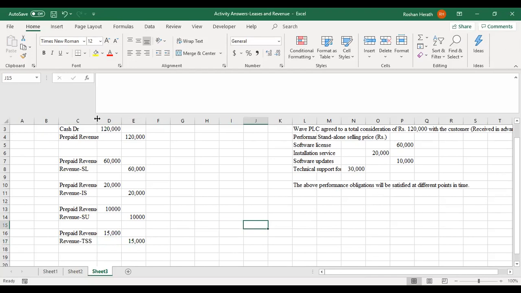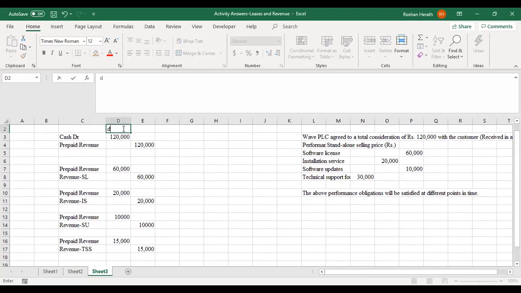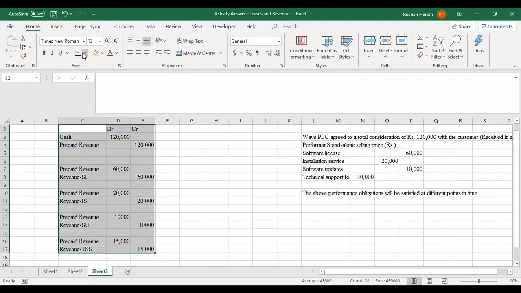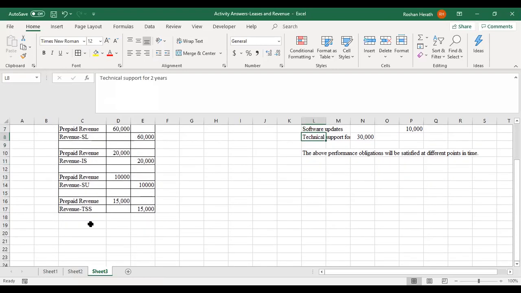So that's how you do it. If you consider the situation at the end of the first year, you can see that 15,000 is left in the prepaid revenue account. So it's a kind of liability at the end of the year. Then in the second year, once you provide the technical service for the next year, you can take the remaining 15,000 out of the prepaid revenue and take that to the revenue. So that's what you do.